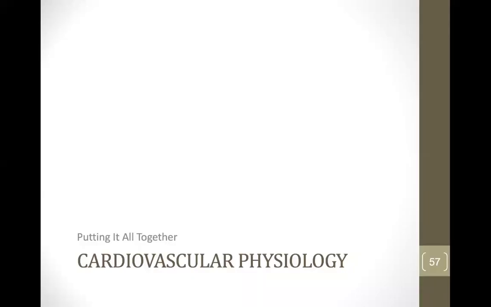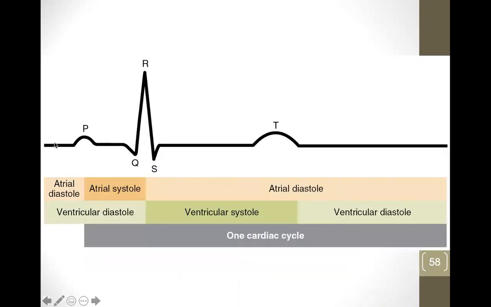So we took a look at blood flowing through the heart, and then we talked about how it originated because of the electrical conduction system. So now we're going to put this together and just map it out so it makes sense together. So here's our graphical representation of our cardiac cycle. The cardiac cycle is basically from the beginning of one heartbeat to the beginning of the next heartbeat.